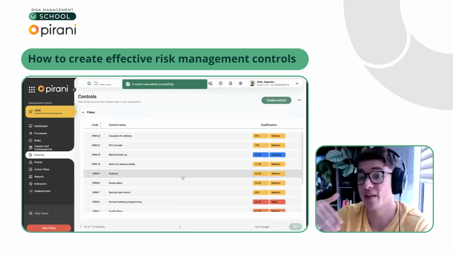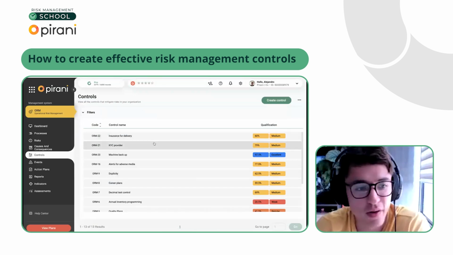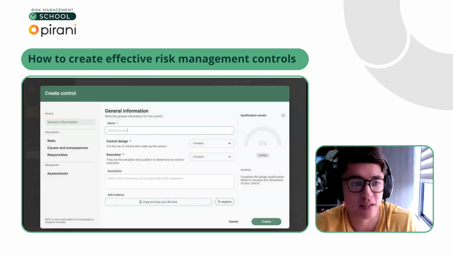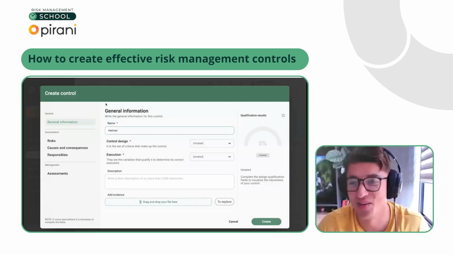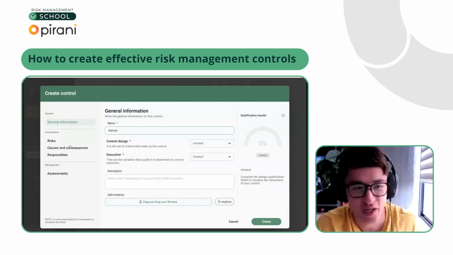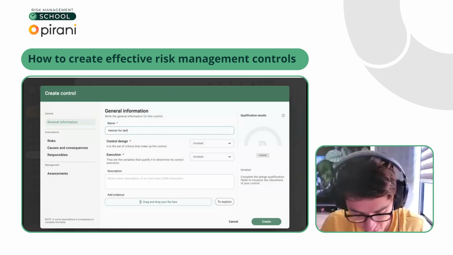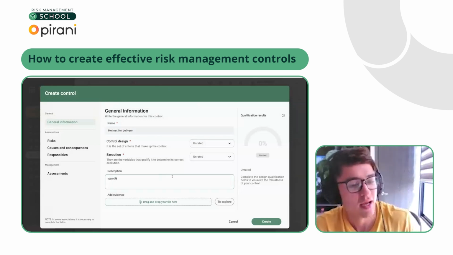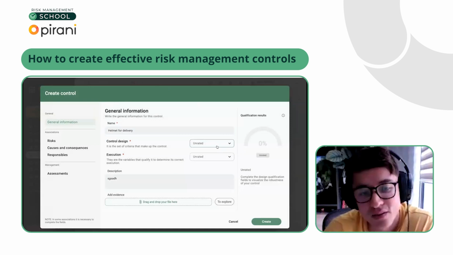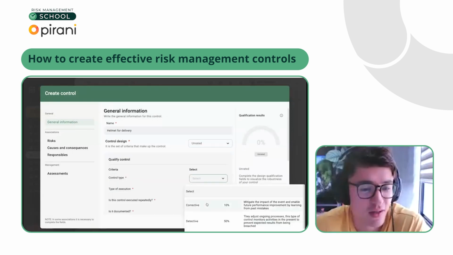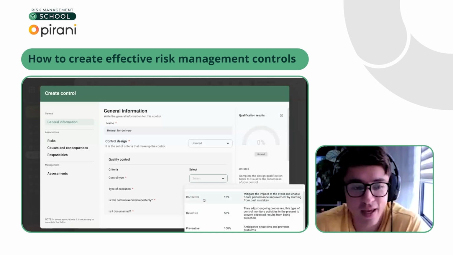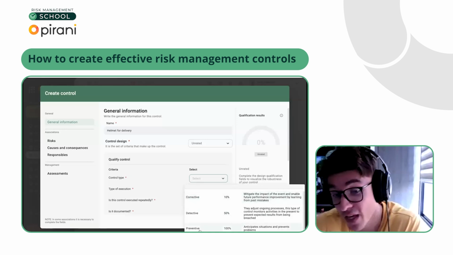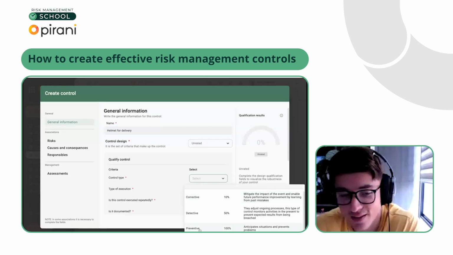So maybe we're going to create another control for the delivery accident. So maybe create another one that is helmet, or the protection clothes or whatever. You know what I mean? And again, we're going to put, what is this? Is this preventive, or is this corrective, or is this detective? It's going to be corrective because the helmet is not, or maybe it's preventive, because what do you think?